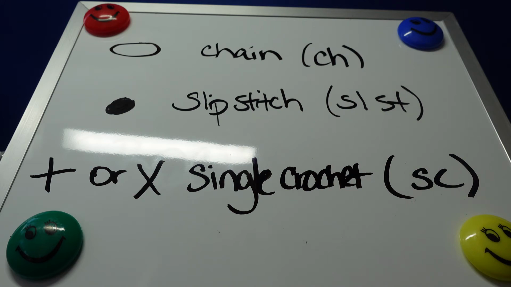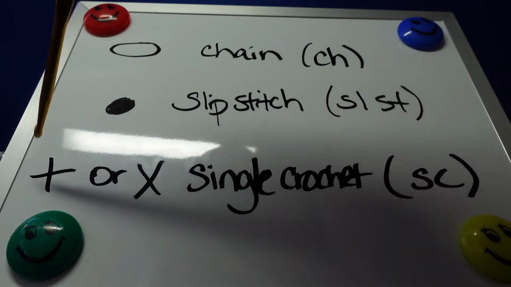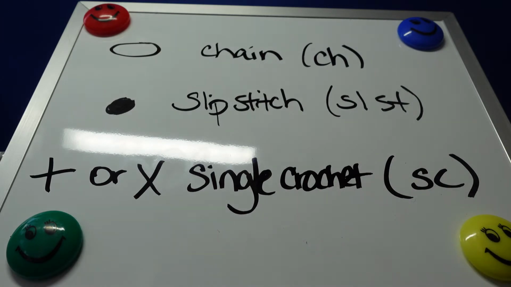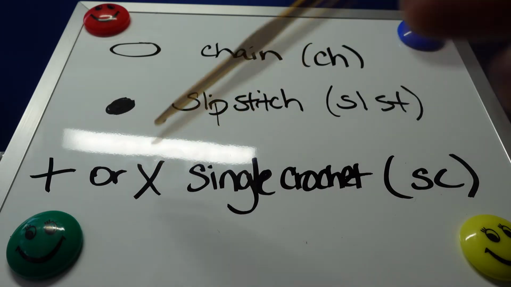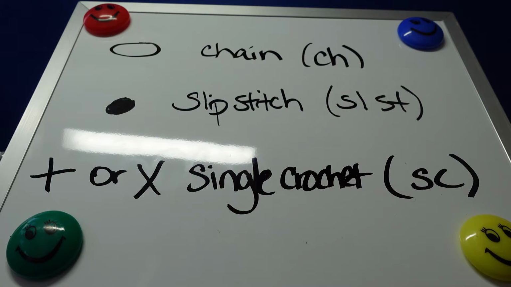Okay? The third crochet symbol that we're going to look at is the single crochet. Now, you will sometimes see the symbol for it as a plus sign, but then also you might see it as an X. Okay? Both of those stand for the single crochet. And once again, if you see it written out in a pattern, you will most likely see the abbreviation SC for single crochet.